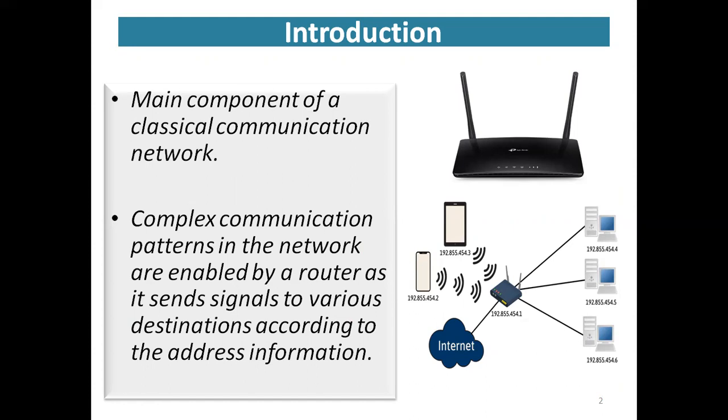It is being enabled by a router as it sends signals to various destinations according to the address information. This router reads the target internet protocol, also called the IP address, of a given data packet, chooses the most suitable way for it to reach its final destination, and then transfers it accordingly.